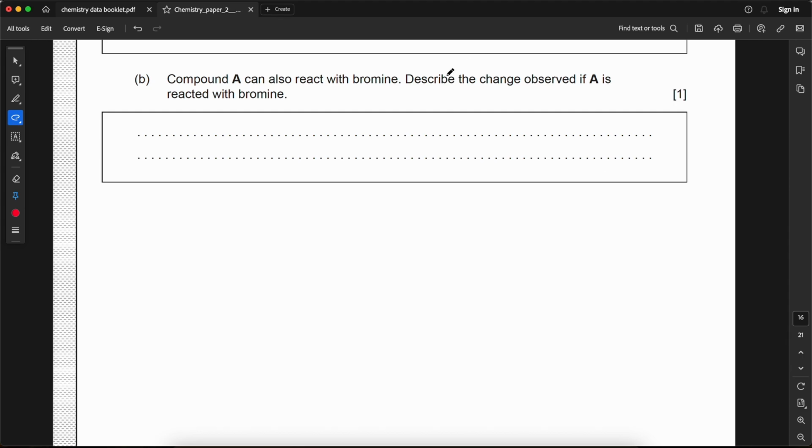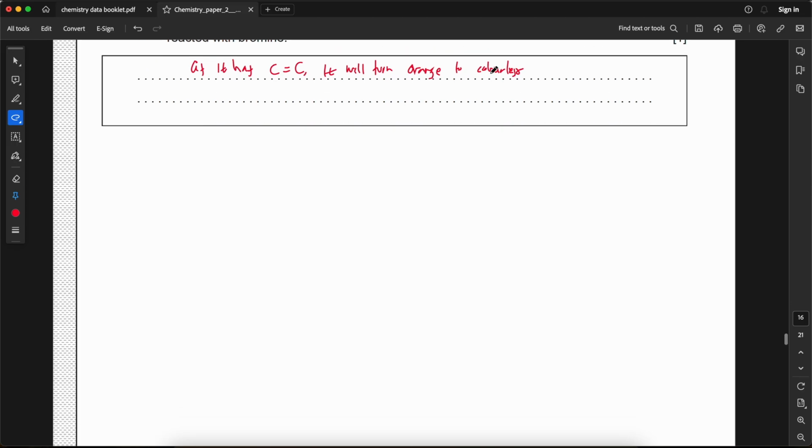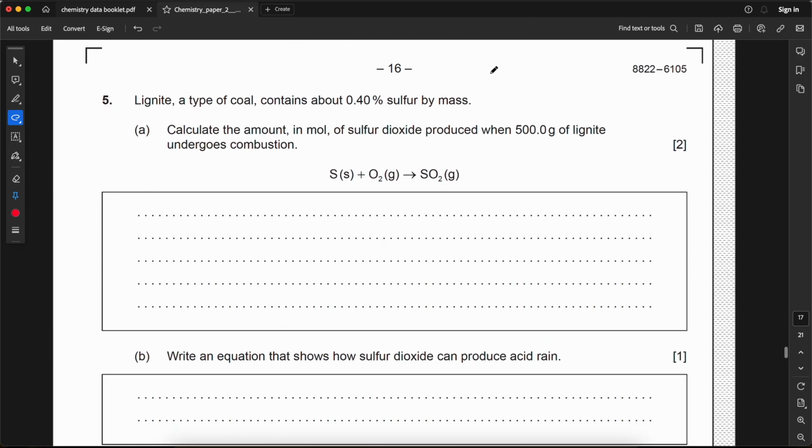Compound A can also react with bromine. Describe the change observed if A is reacted with bromine. Compound A has C double bond C. It will turn orange to colorless, because adding bromine water that has orange color to alkene will turn the orange color to colorless. This is to differentiate whether the compound has alkene, double bond, or alkane.